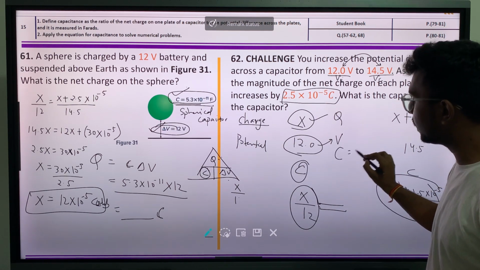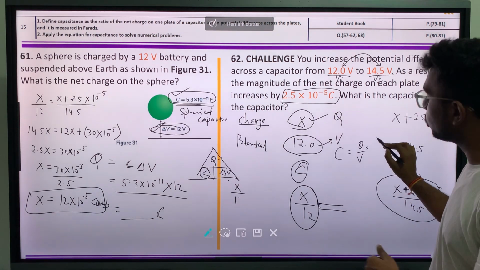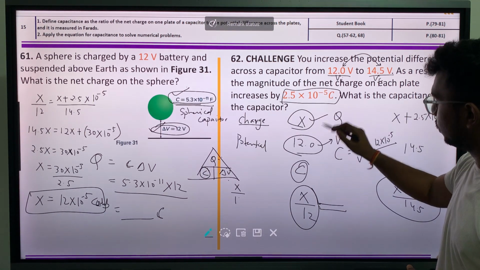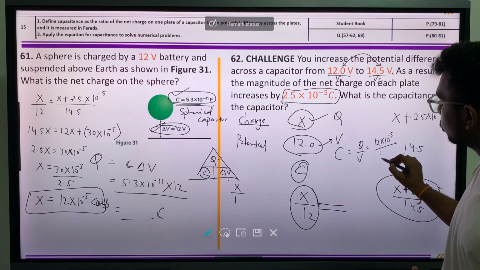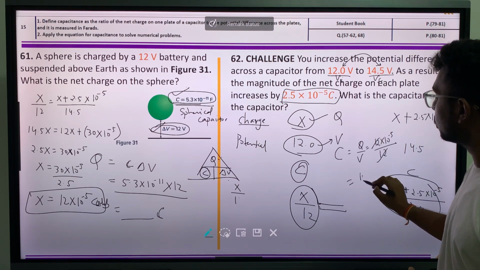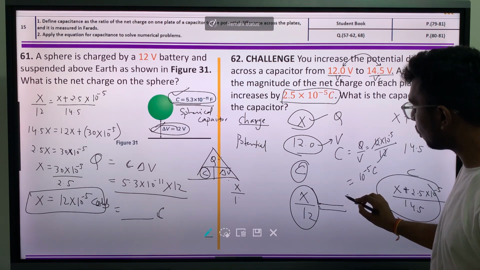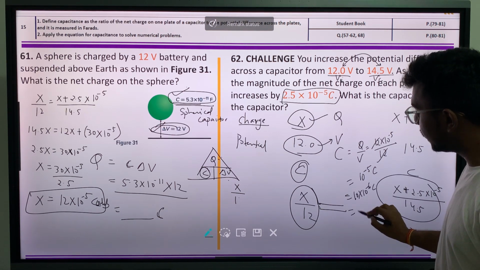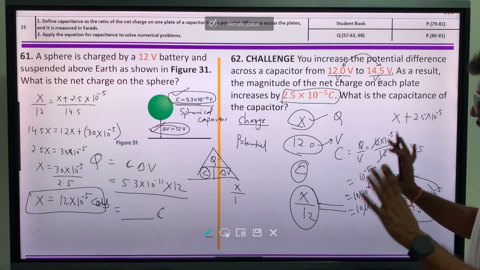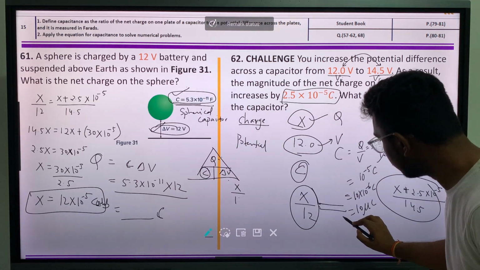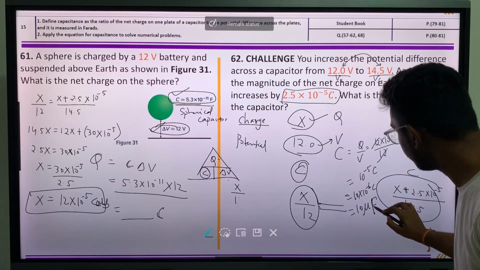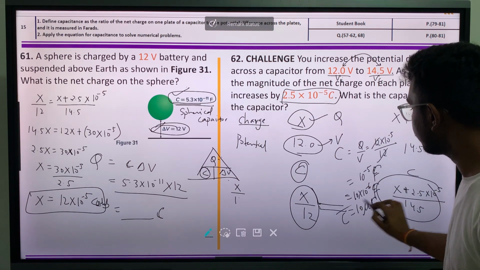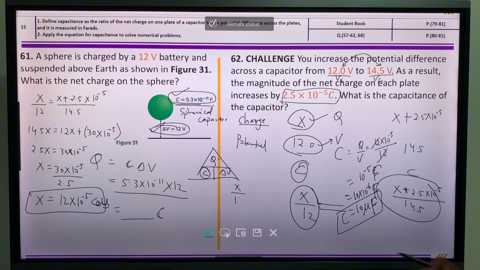So now the capacitance will become Q over V. Q is 12 times 10 to the power minus 5. V is, if we are talking about this situation, 12. 12 would get cancelled. The capacitance will come out to be 10 to the power minus 5, or I can also write this as 10 times 10 to the power minus 6, or 10 micro. It is farad, because we are talking about capacitance. So the capacitance would come out to be 10 microfarad in this particular situation.